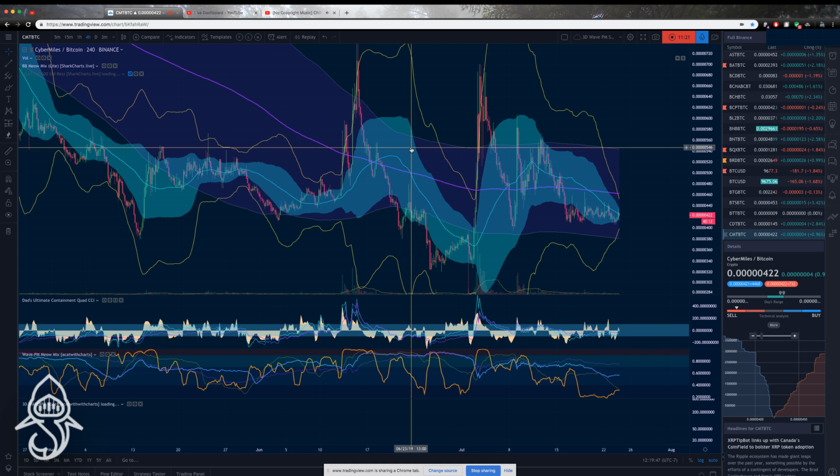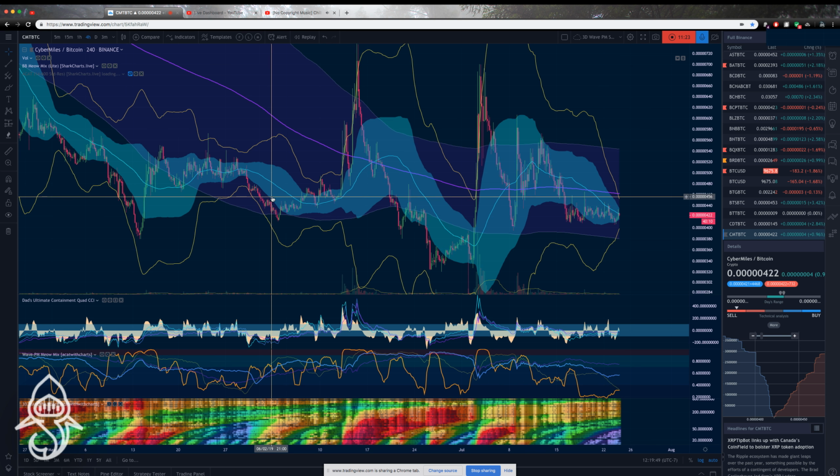Next, we got CMT. This is pure chop. I don't want to deal with this. At least for my strategy, I cannot discern anything from this, so we're going to move on.